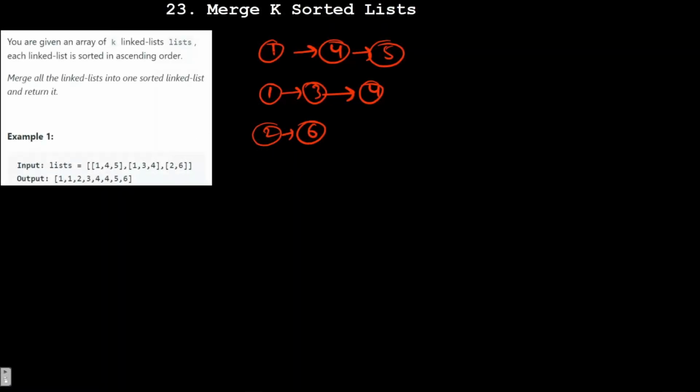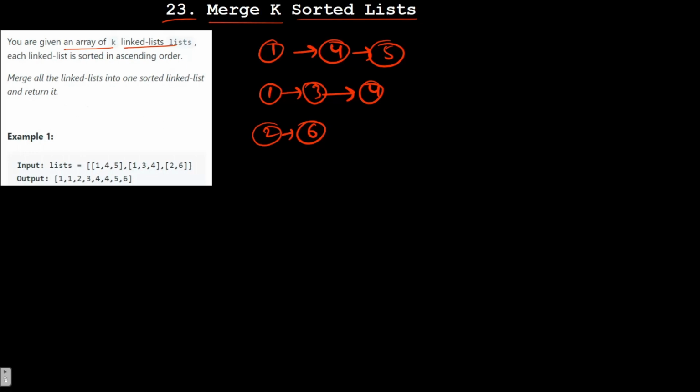Hello and welcome. In this video, we are going to solve problem number 23 of linked list, that is merge k sorted lists. In this problem, we are given an array of k linked lists which are already sorted, and we have to make a merged linked list using these k linked lists, and make sure that our resultant linked list is also sorted.